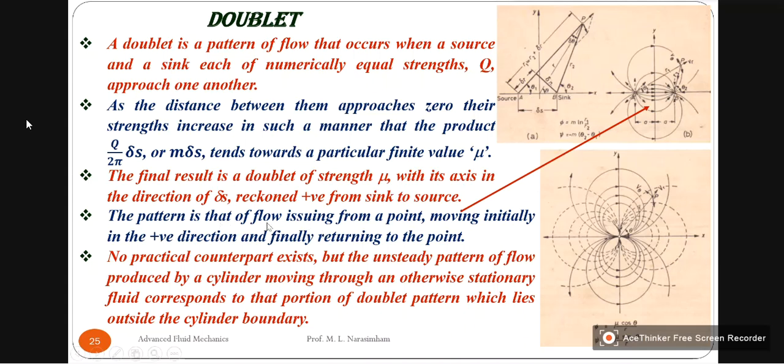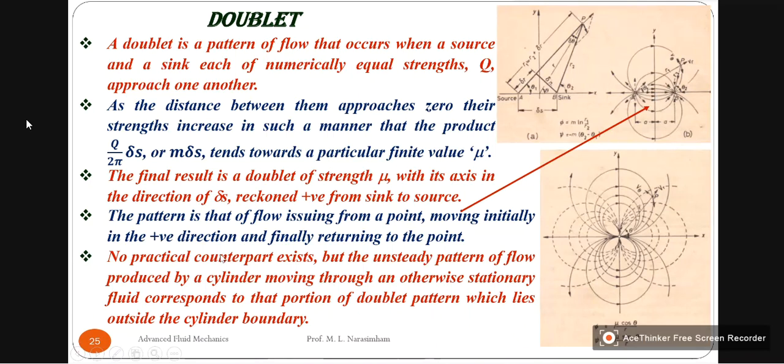The pattern is that flow is issuing from a point, moving initially in the positive direction and finally returning to the point. So that means it is like this. The source is moving in this direction. The sink is moving in this direction. That means the flow is going like this and coming here. So this is the pattern of flow. It will go like this, and it will approach this point.